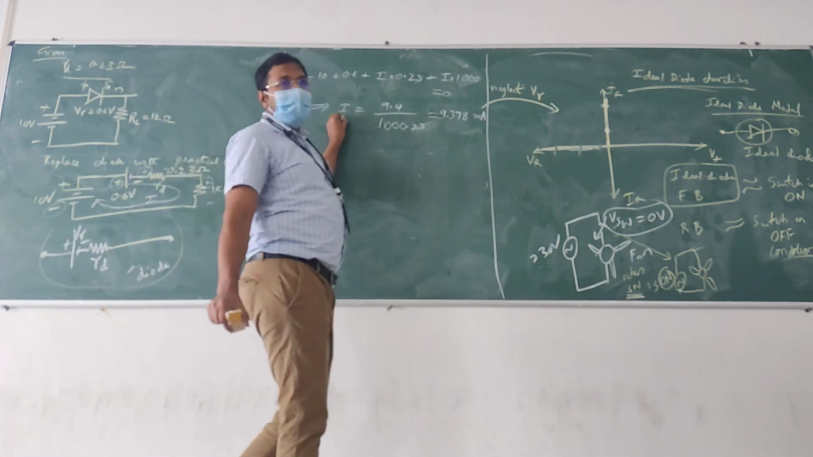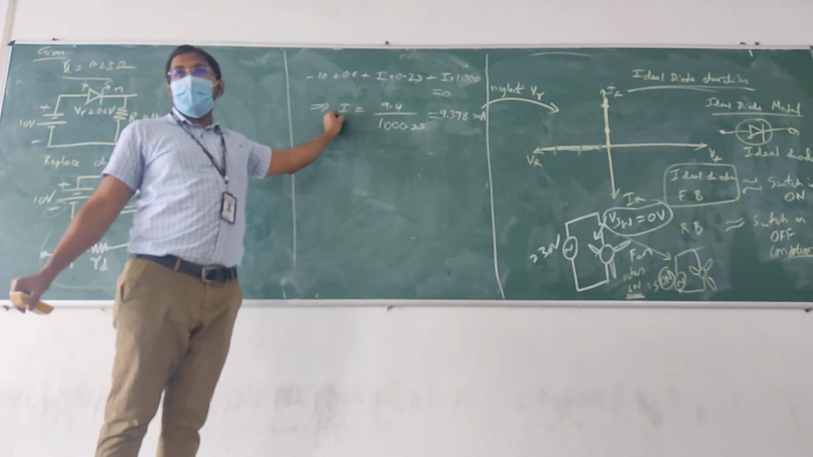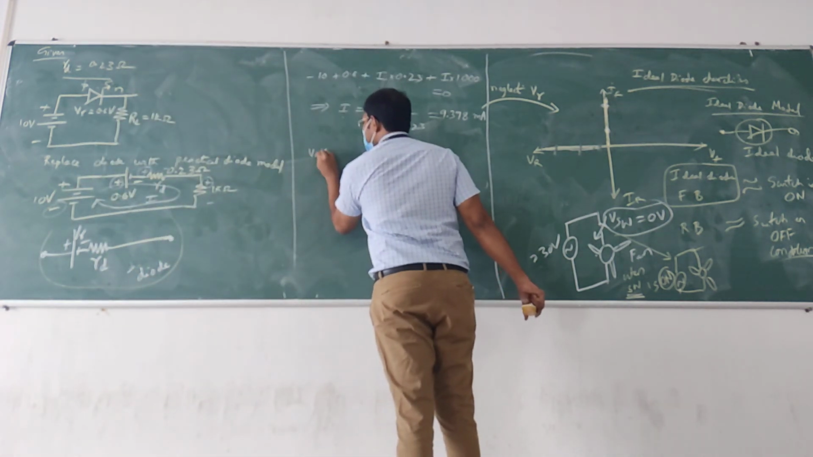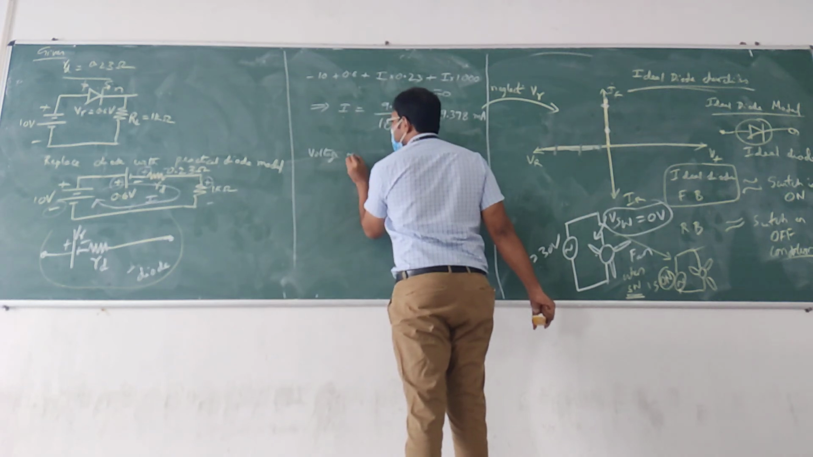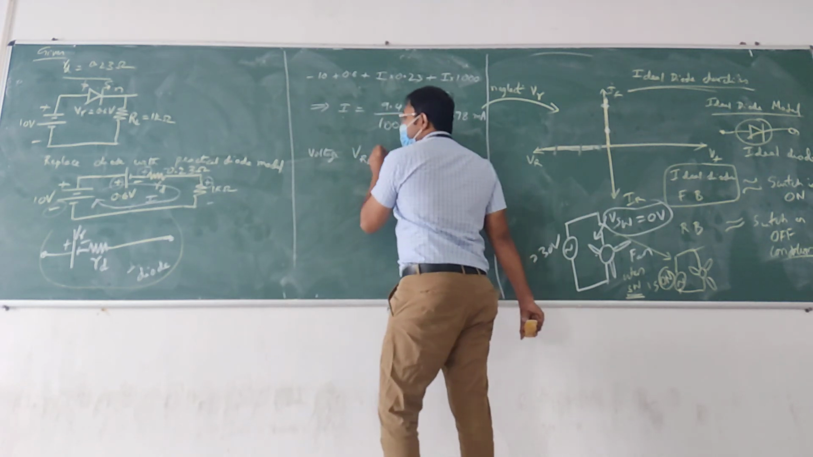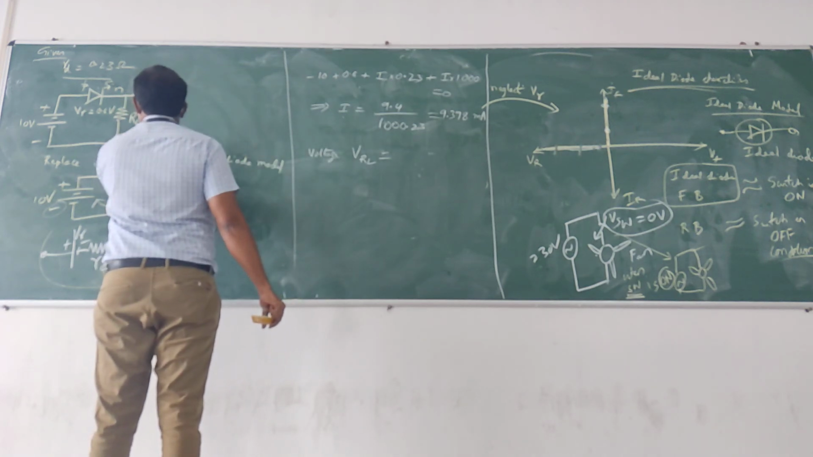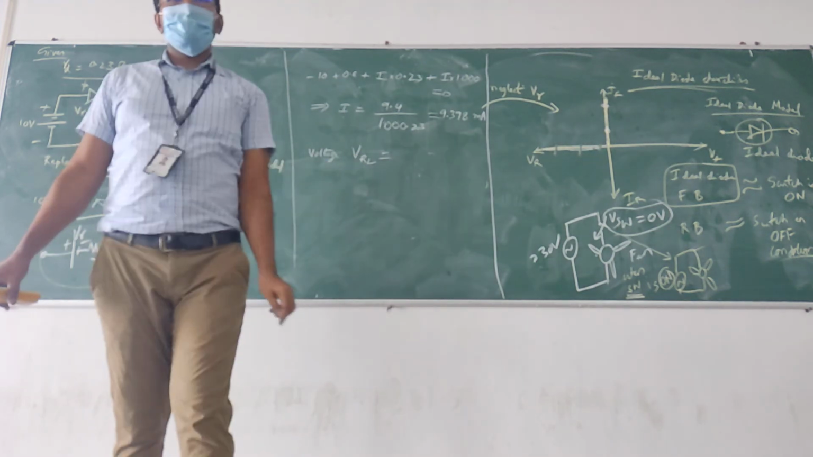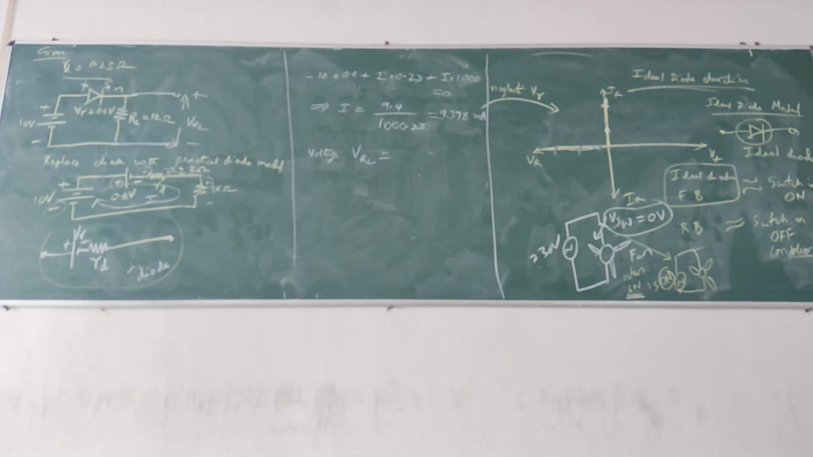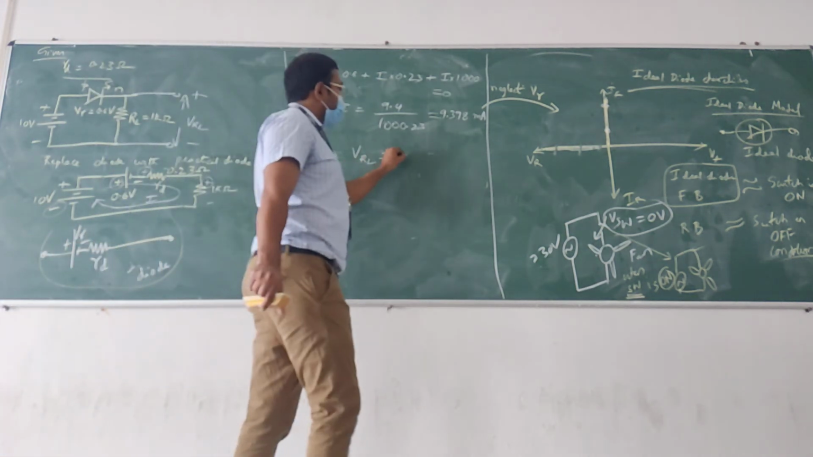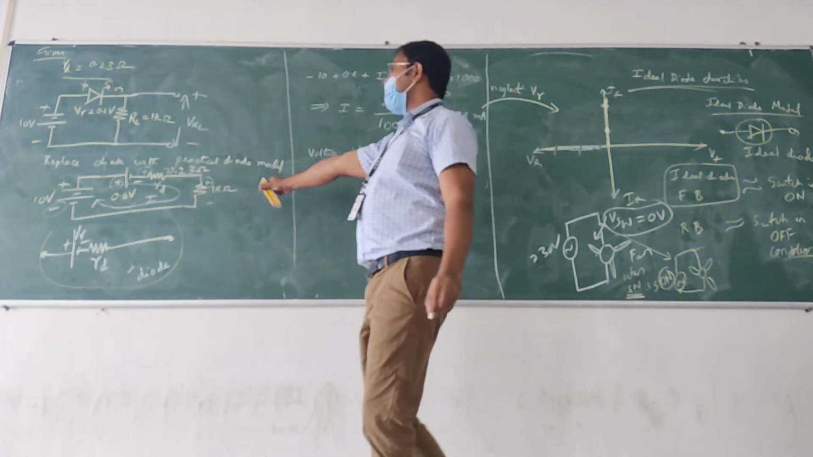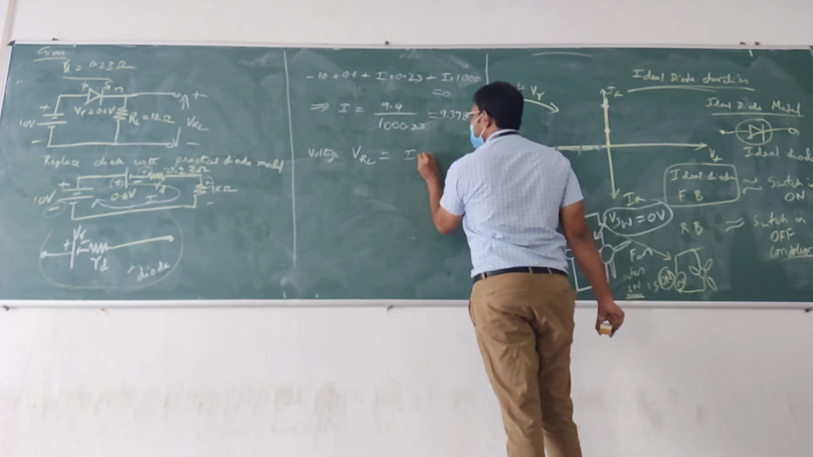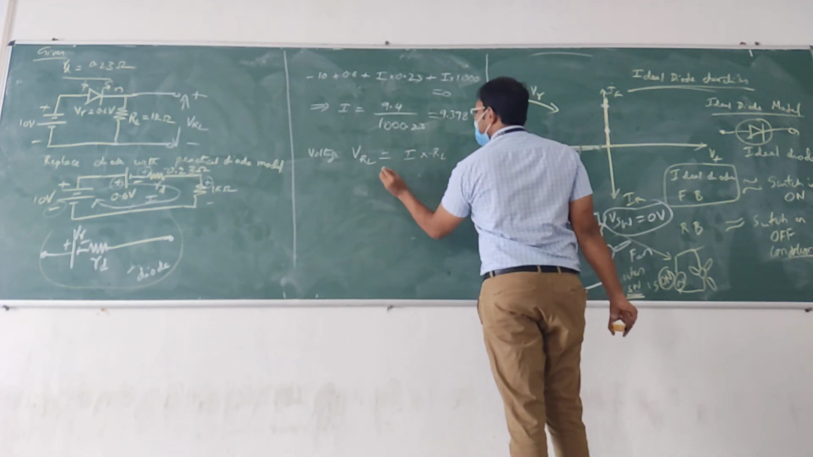So you have to write a statement. Current in the circuit I is equal to this value. Voltage across the load resistor, I will call it VRL. VRL will be what? Ohm's law: tell me what will be V and R? I into RL.